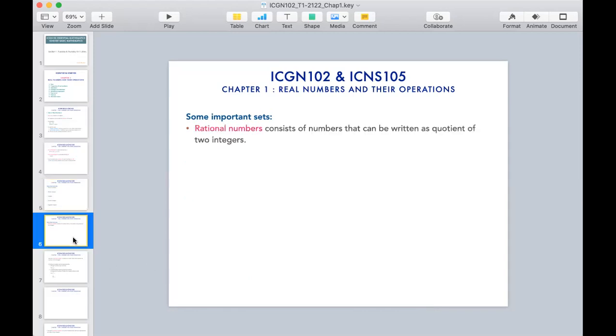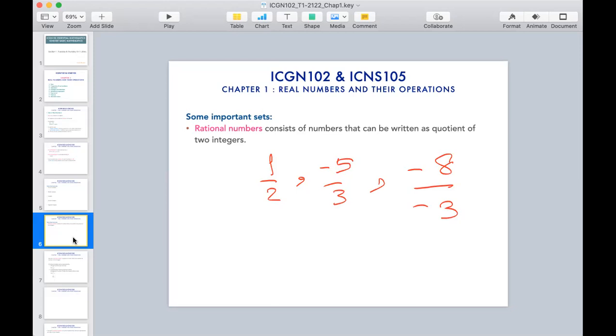The next set of numbers that you should know is what we call rational numbers. When we talk about rational numbers, this group of numbers, or this set, consists of numbers that can be written as a quotient of integers. For example, 1/2, negative 5/3, negative 8/3. These are all members of the rational numbers.